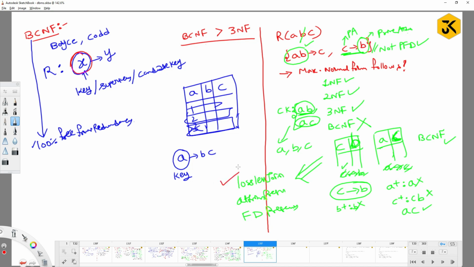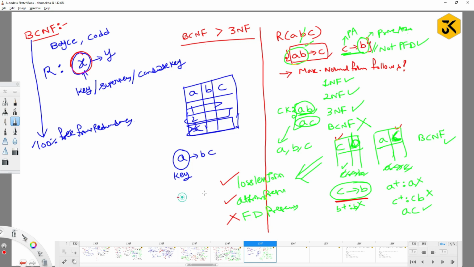It is satisfying the lossless join property. Why? When you are going to combine, there should definitely be a common column. If you observe here, the common column is C. So definitely it is going to yield the lossless join property. What about attribute preserving? Definitely it is going to be yielded, because we check every time. What about FD preserving? Maybe, maybe not. With this example, AB determines C is not possible, right? So here FD preserving is not possible in this particular example.